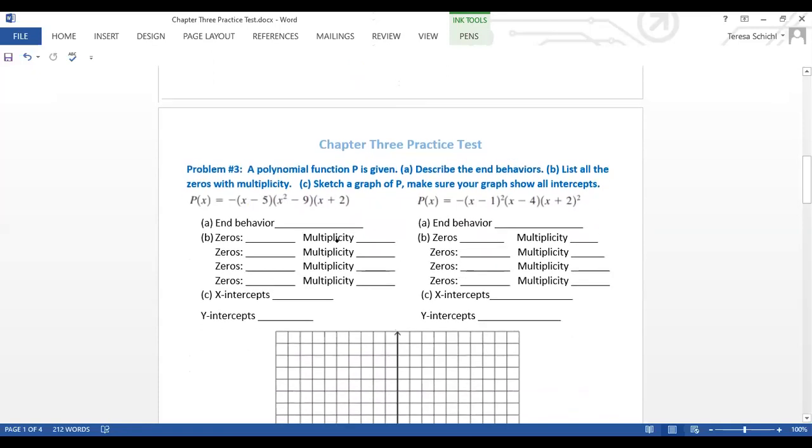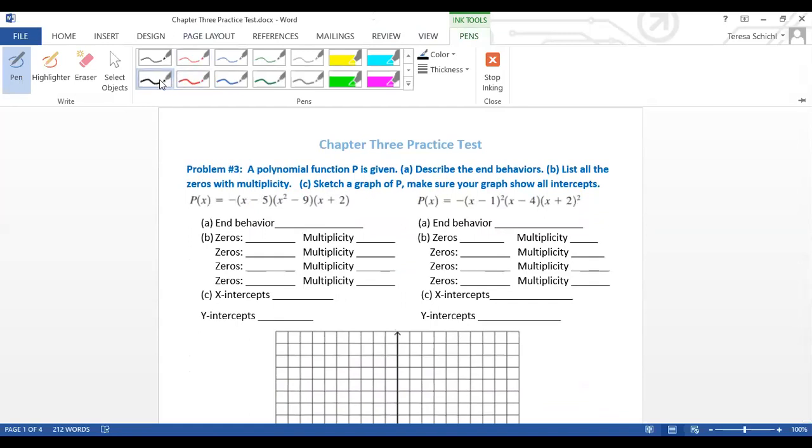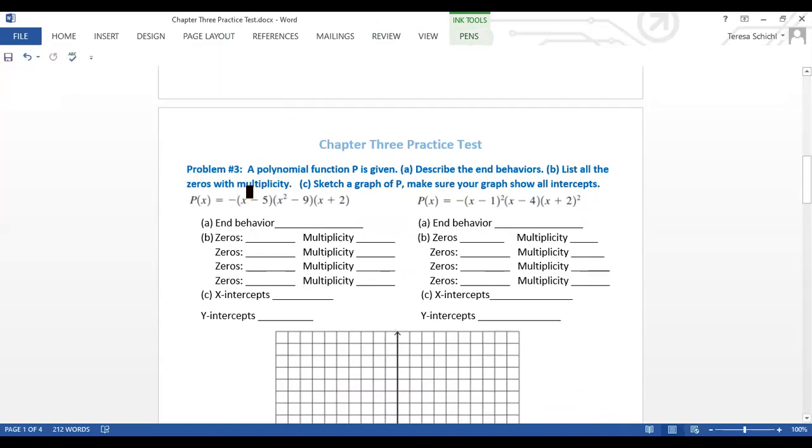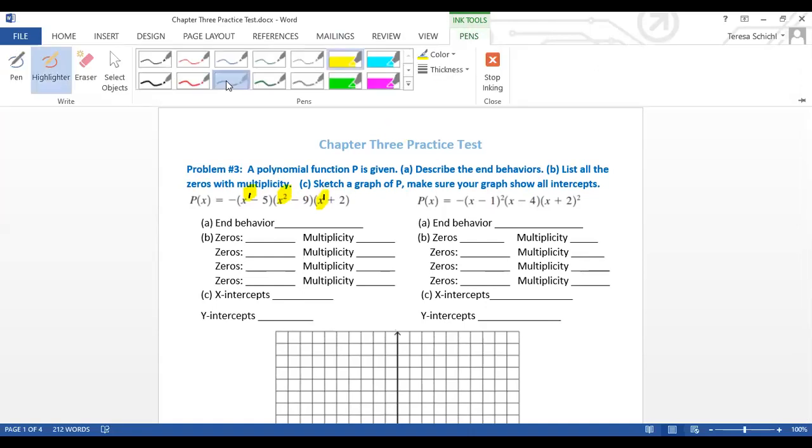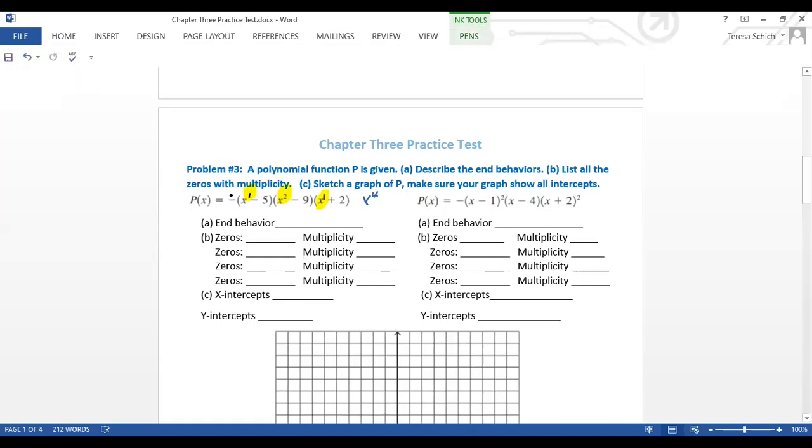A polynomial: describe the end behavior. Okay, so let's take a look here. First, for the end behavior, I need to look at the power. Here, this is x, which really is x to the first power, right? So it's a 4, 1, and what is the highest power here? It is x to the 4th. Then you have a negative here, so it's negative x to the 4th.